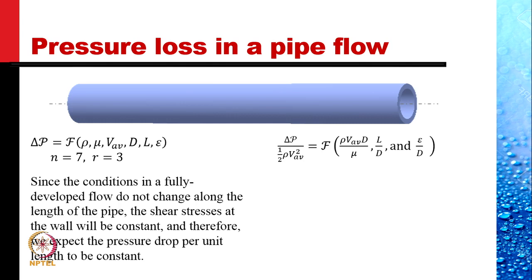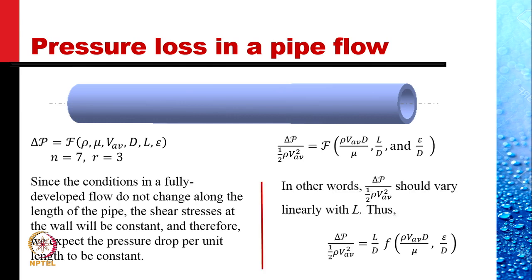If the length of the pipe is very large compared to diameter, then we can assume that things don't change in the z direction, that is along the axis of the pipe, and if that happens, then the pressure drop would be constant per unit length. In other words, delta P over 1/2 rho V average squared should vary linearly with L.